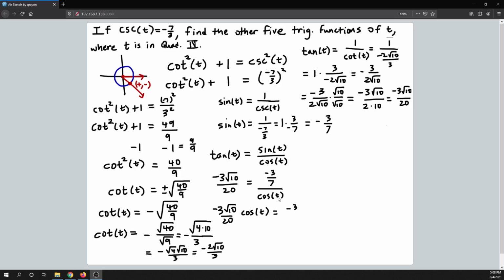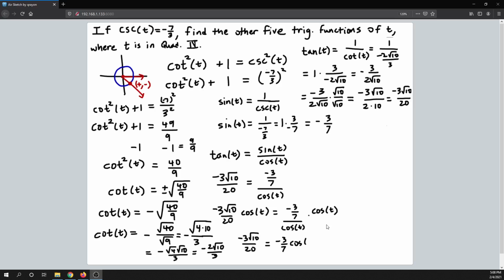And minus 3/7 over cosine t. Multiply that by cosine t as well. Okay, and the advantage that that has is that it gets the cosine out of the bottom over here on this side, right? Because I'm multiplying both sides by a cosine, I'll get rid of this cosine here. So I'll have minus 3/7 times cosine t.